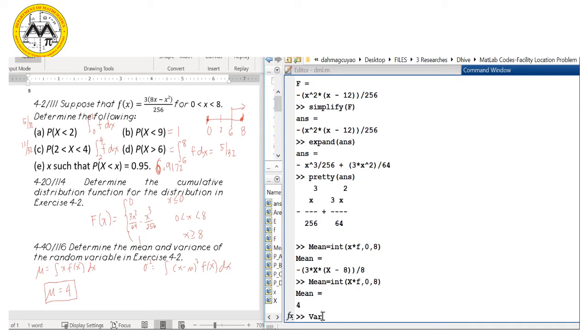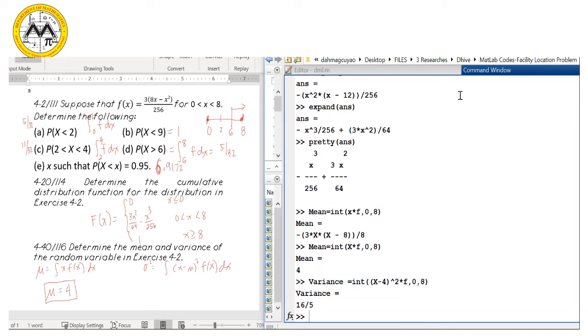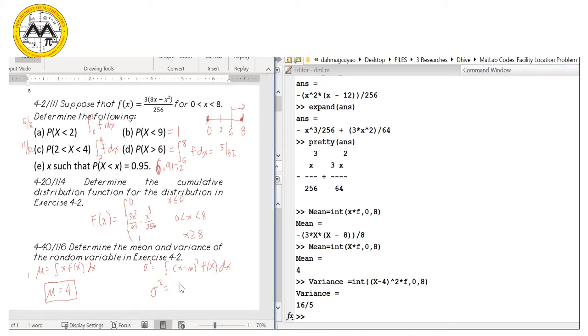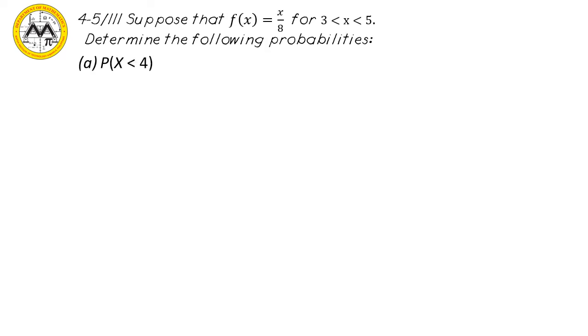While for the variance, it is equal to the integral of x minus 4 squared times f from 0 to 8. So the variance is 16 over 5. For the next section, we're going to discuss this problem.